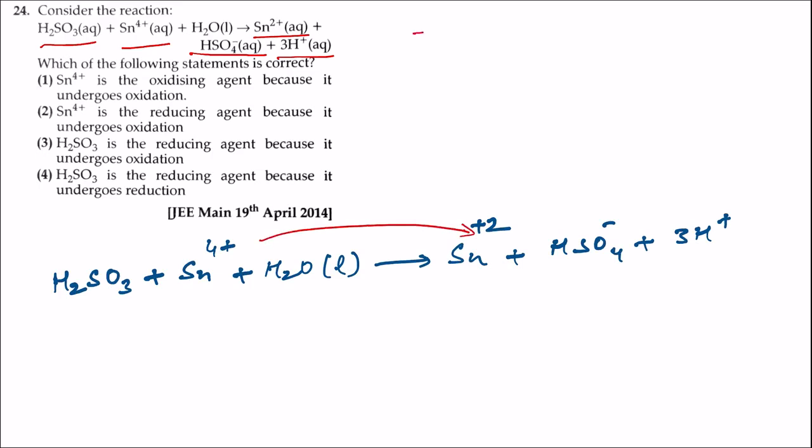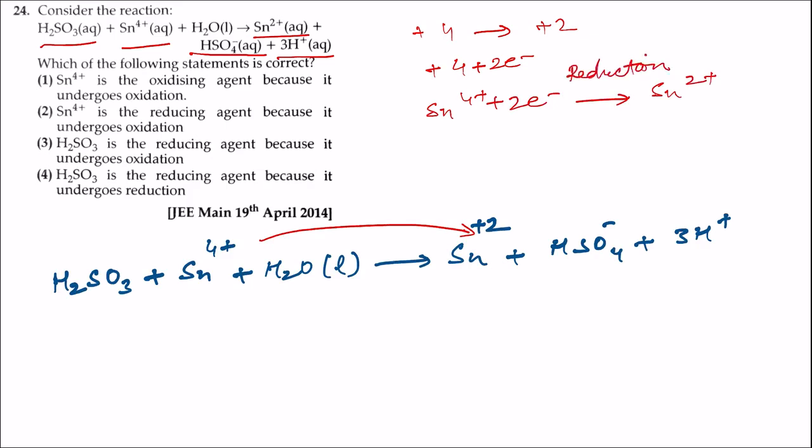तो इसका ऑक्सीडेशन स्टेट चेंज हो रहा है +4 से +2 में. Now to change the oxidation state from +4 to +2, electron has to be added. Means Sn4 plus will accept 2 electrons and then it will change into Sn2 plus. So this is not oxidation, this is reduction. Therefore, Sn4 plus is oxidizing agent. This part of the statement is correct because it is electron acceptor.